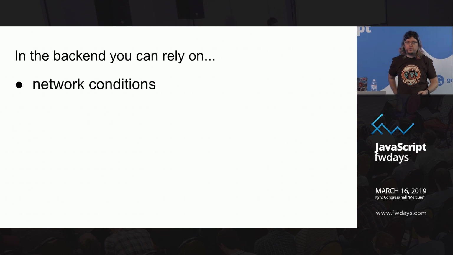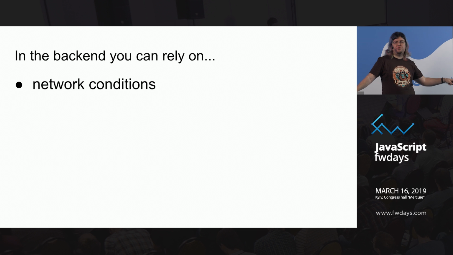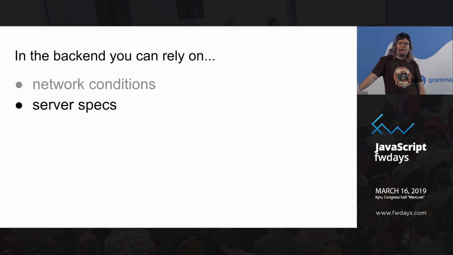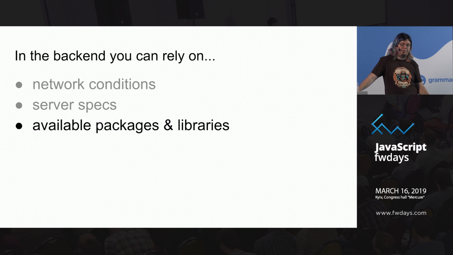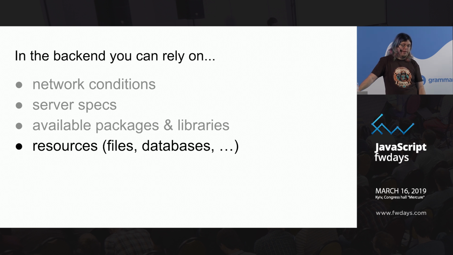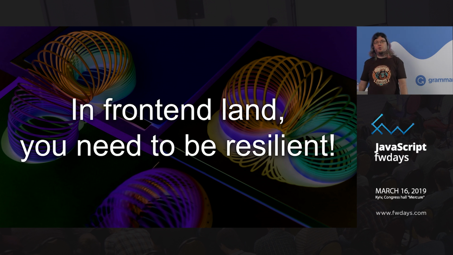If I'm writing backend code, I know what kind of development machine I have. I know what the machine is going to be like that it runs on. I more or less can rely on network connections. My server probably has a pretty good uplink. My server probably has pretty good specs. I have enough memory and stuff. I have packages and libraries that I can install. I have files and databases that I can rely on to be there. But in front-end land, you don't know that.